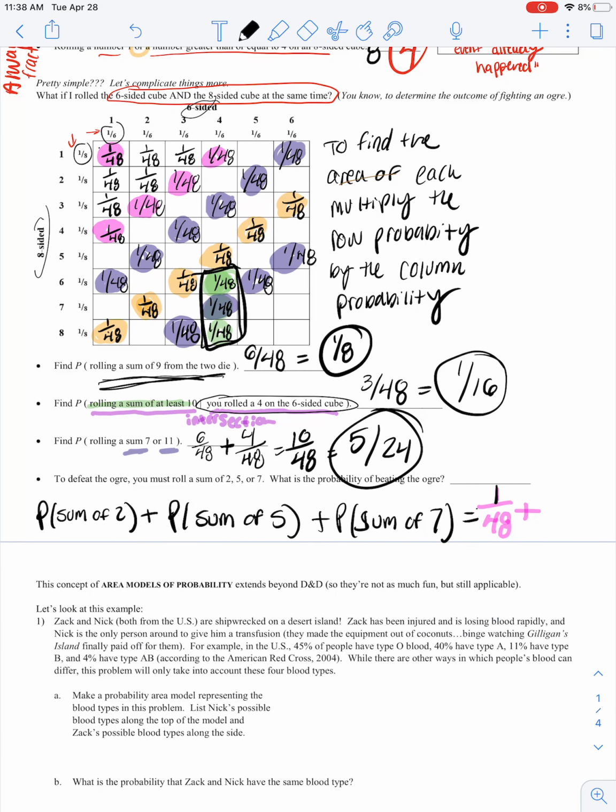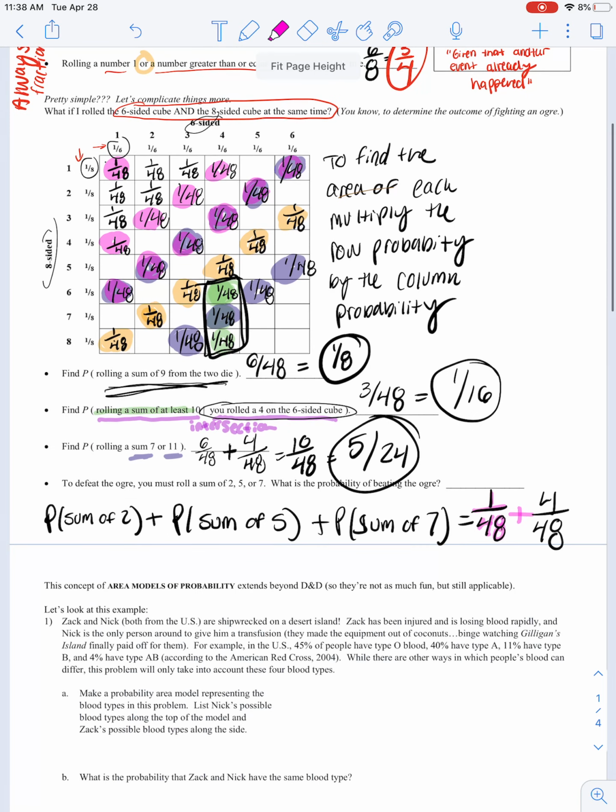So we have 1 over 48 plus the sum of 5. There was 4 out of 48. And then for the sum of 7, we have 6 and 1, 5 and 2, 3 and 4, 3 and 4 again. We already did that up there. 1, 2, 3. And we have 6.